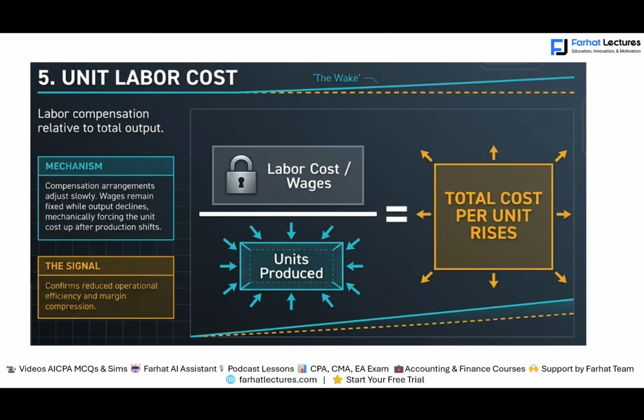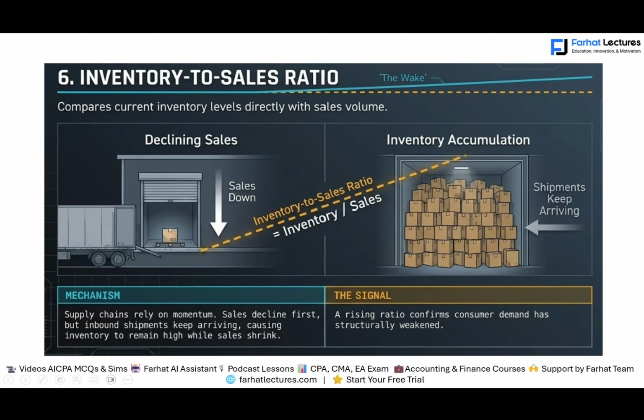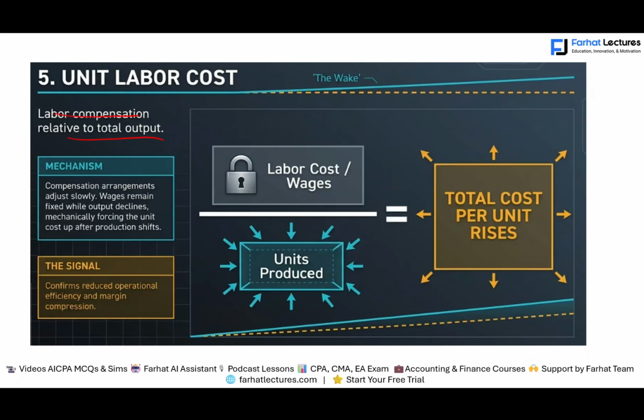Lagging indicators. The fifth lagging indicator is the unit labor cost. What is that? The labor cost required to produce one unit of output. So you pay labor for what? To produce. Labor compensation relative to total output. Why is this considered a lagging indicator? Businesses usually cannot reduce wages immediately. They don't want to reduce wages immediately. Usually they wait a little bit. Sometimes because of employment contracts, sometimes union agreements, sometimes salary commitments. Sometimes they fear that if they let people go, they will have to rehire them.